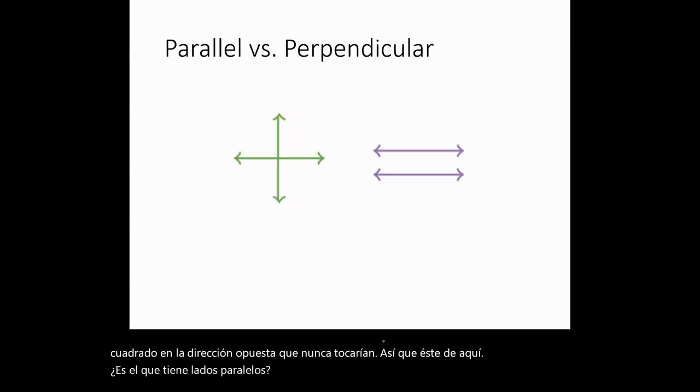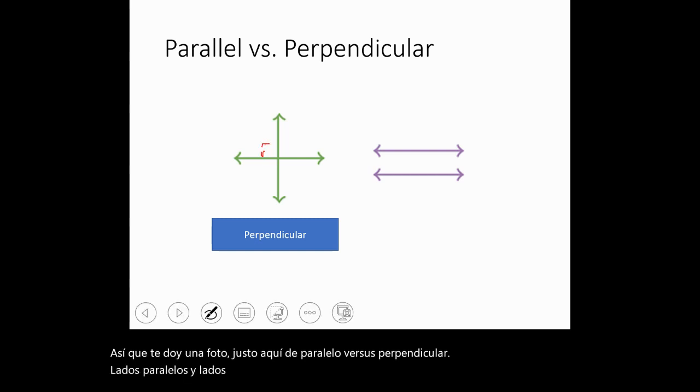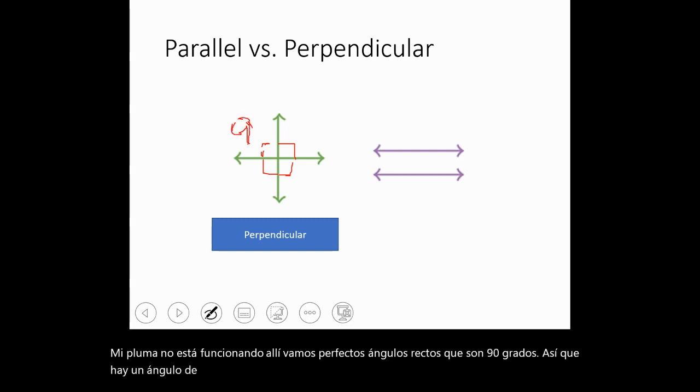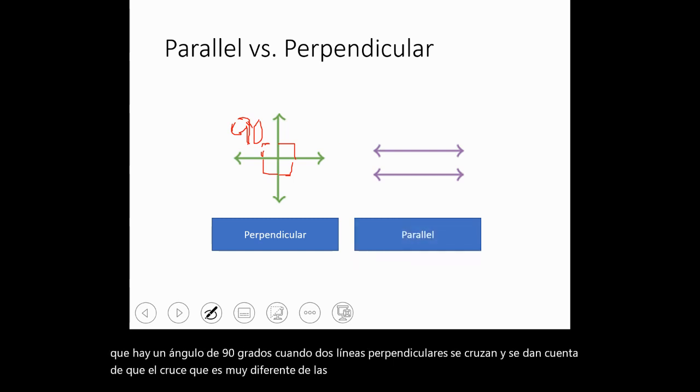So I give you a picture right here of parallel versus perpendicular. Parallel sides and perpendicular sides. Perpendicular sides make perfect little right angles, which are 90 degrees. And so there's a 90-degree angle when two perpendicular lines cross. And notice they're crossing, which is very different than parallel lines because parallel lines never cross.